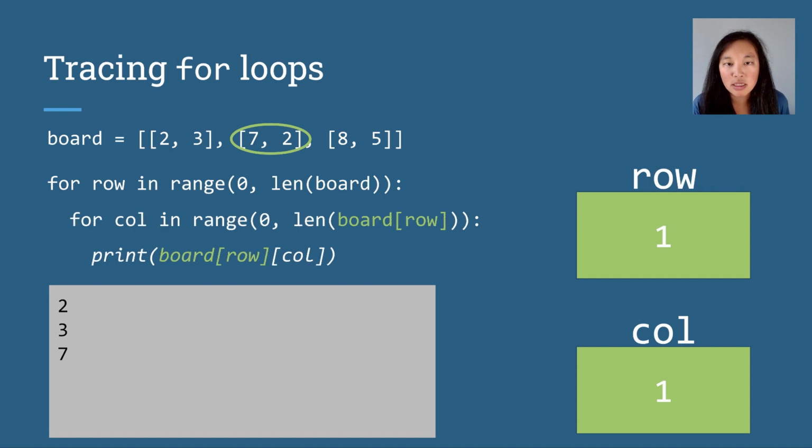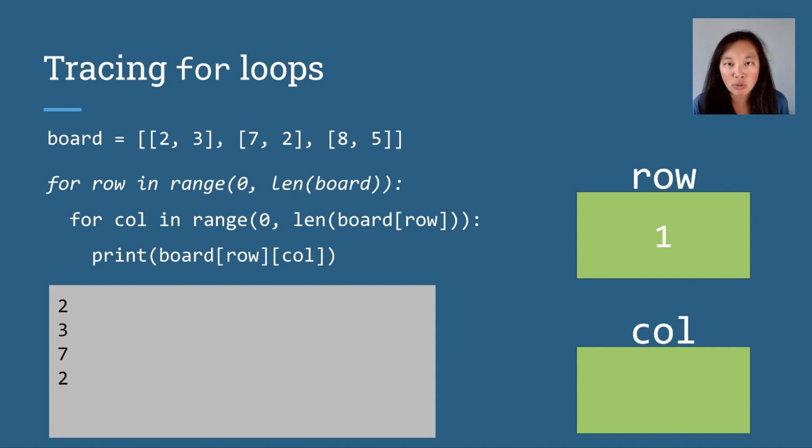We go back inside that for loop, and we print out board of row call. So now we're going to get the item at index 1 inside of this list circled in green. So now it's going to be 2. We go back to the for loop, and we see that we've reached the end of the range. So we are done with this inner for loop, so we go back to the outer for loop.